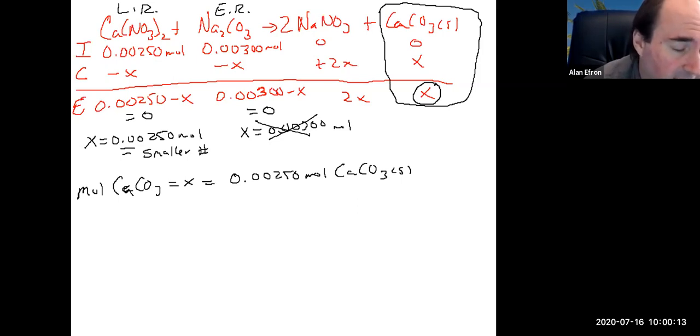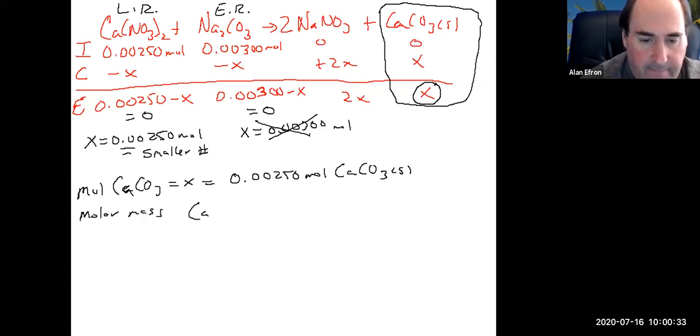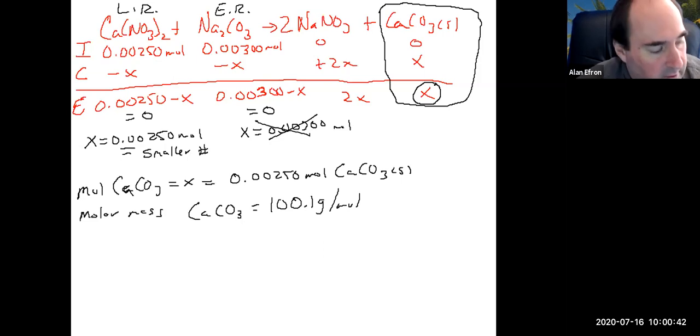We need the molar mass of calcium carbonate. So calcium is 40.08, carbon is 12.01, and there's 3 oxygens at 16 each. Gets us a molar mass for this guy. The molar mass from the periodic table of calcium carbonate, something like 100.1 grams per mole. So the last step that we're going to do is kind of like step number 4 here.